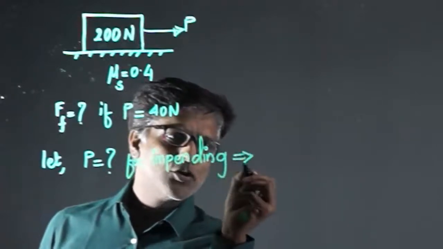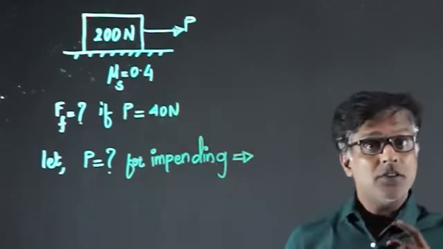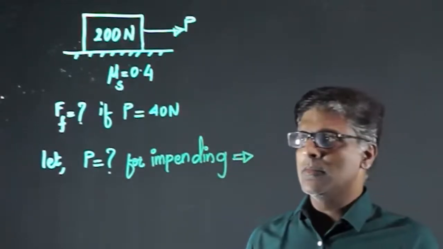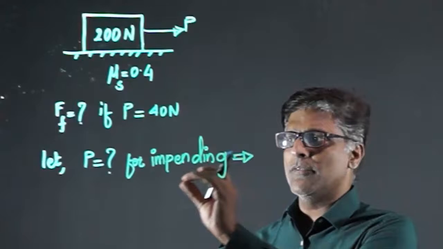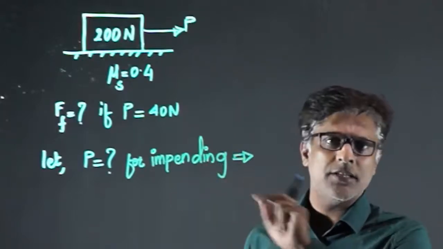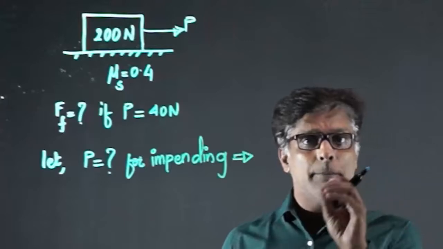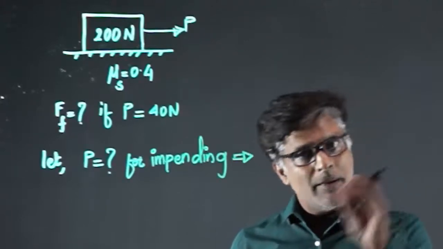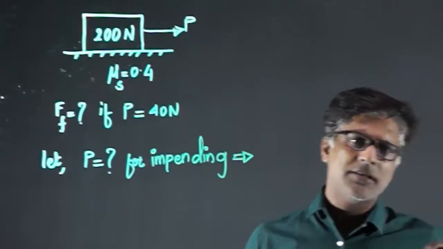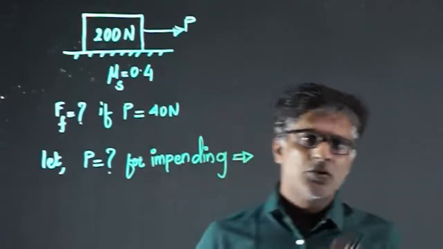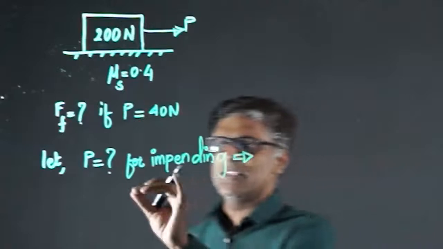Of the block towards the right. Because we on our own have assumed impending, therefore without thinking, we can draw the friction force opposite to that of this sense. Without saying, we can say that the friction force is maximum. And a maximum friction force is obviously equal to mu s into n, where mu s has been given. So let me draw the free body diagram of this condition.